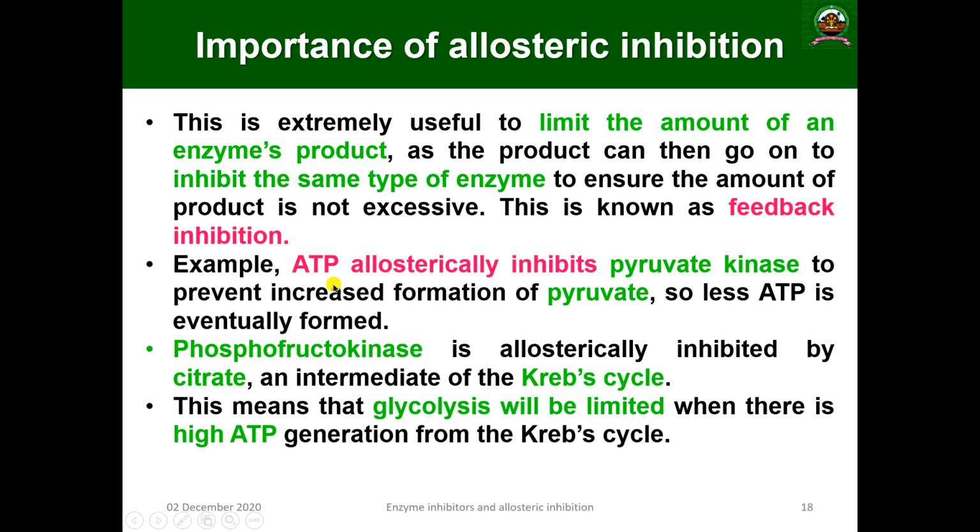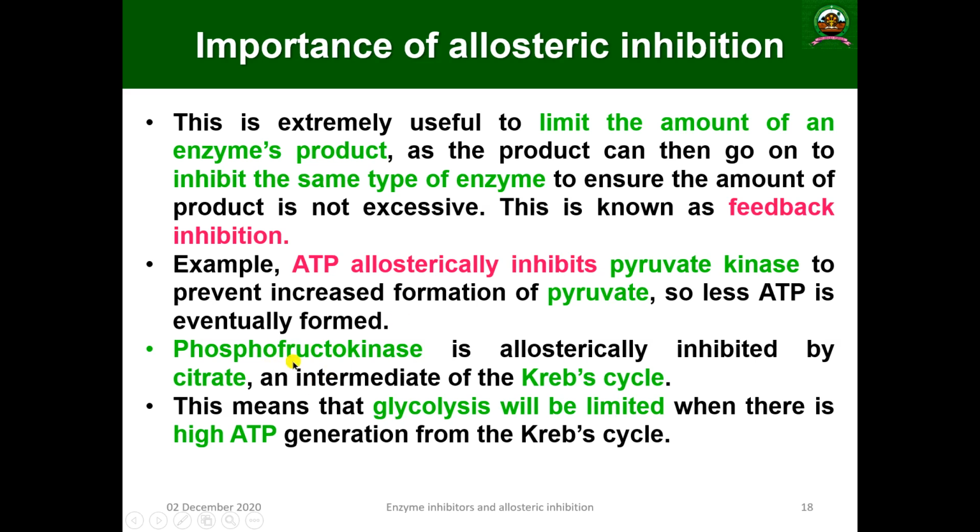For example, ATP allosterically inhibits pyruvate kinase to prevent the formation of pyruvate, so less ATP is eventually formed. Once the product is produced, it will go and bind to the initial step of the reaction, so that the process is inhibited.